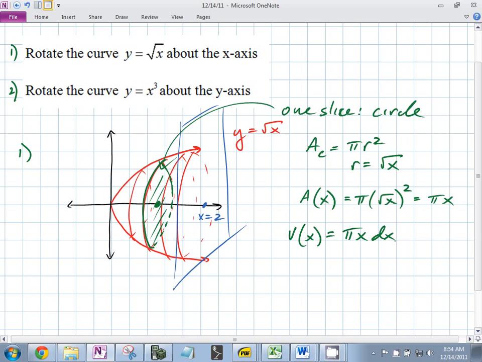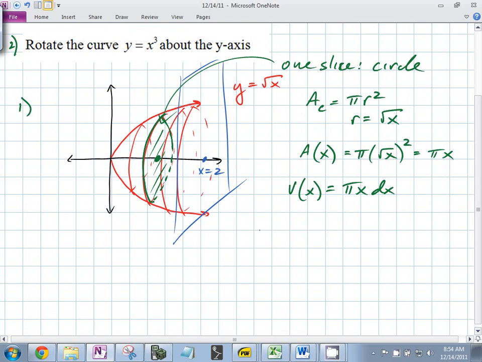Don't make the mistake. If you draw this and think to yourself, what am I perpendicular to for the slice? The x, oh, it's dx. So that's the volume of each of the slices. How many of these are we adding up? So we're integrating from 0 to 2 of pi x dx. That's it. So that's just pi times the integral from 0 to 2 of x dx.